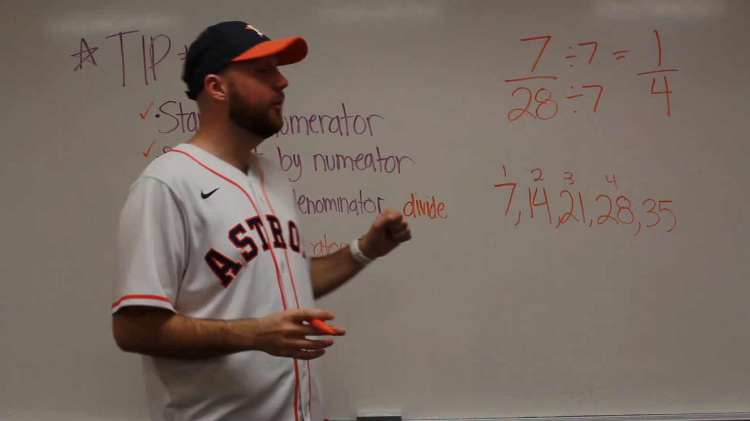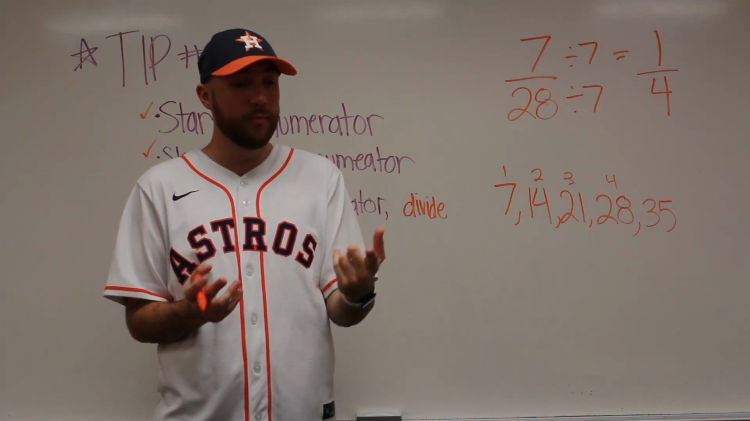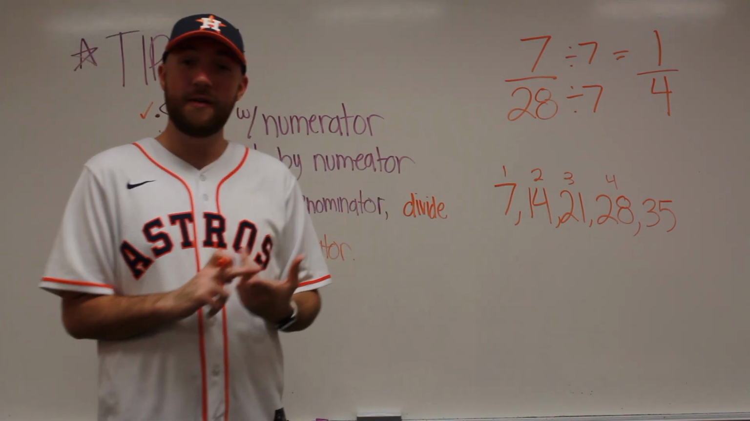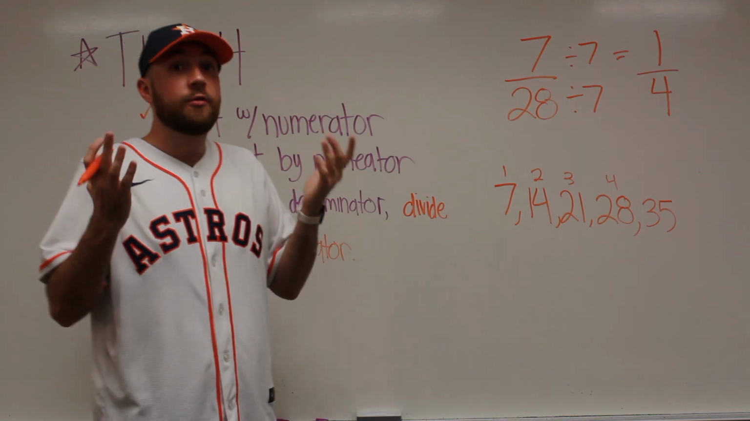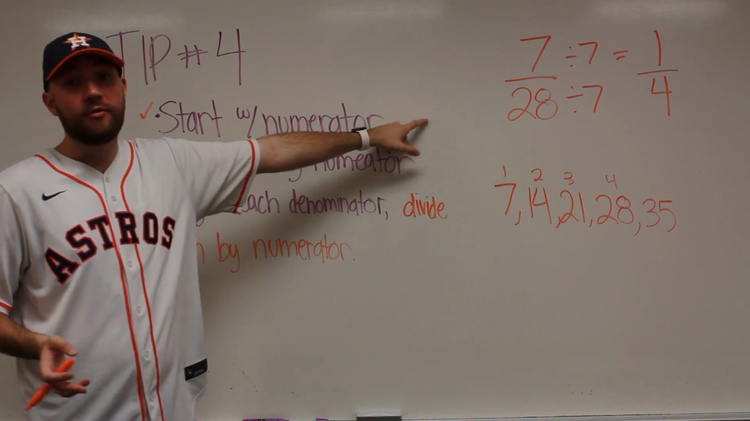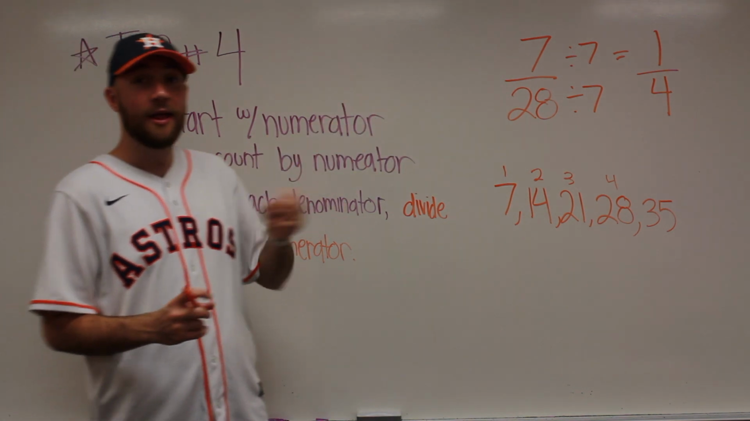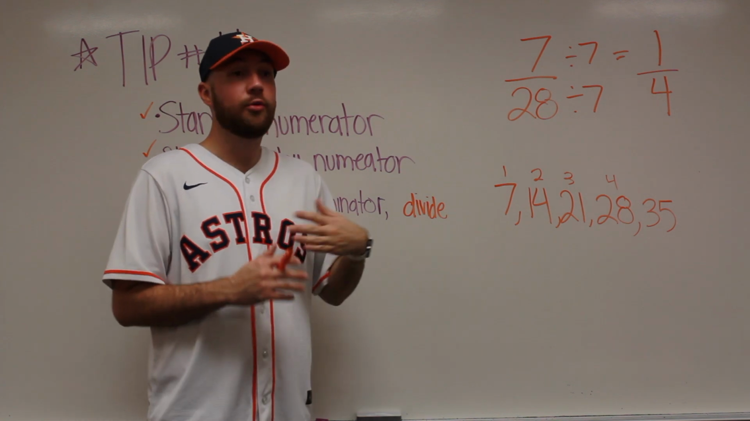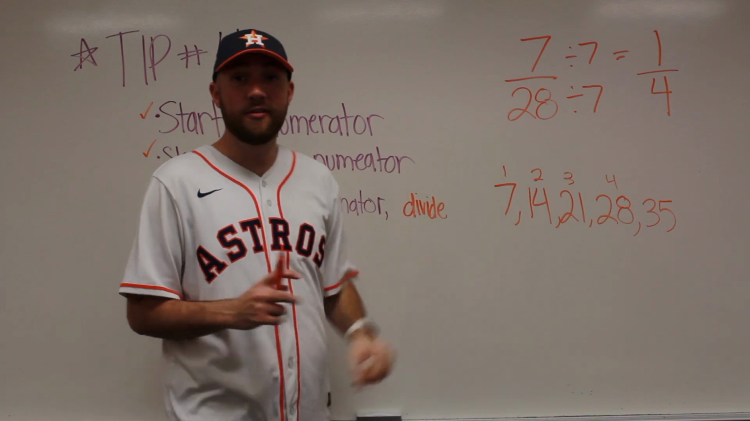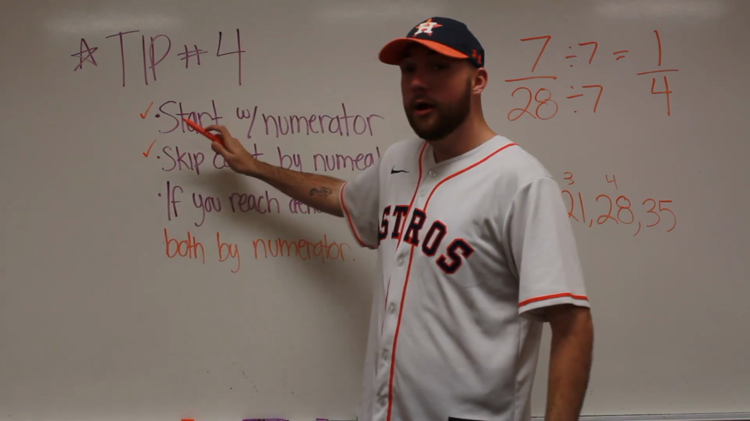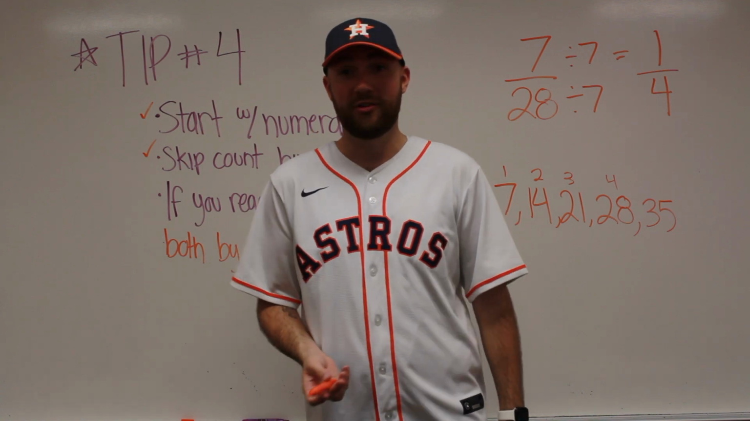So this is a really good tip to go by. If you're looking, I would definitely start and see if they're both even. No. See if they end in a 5 or 0. No. See if they both end in 0. No. So what can I do next? I would strongly suggest trying this: start with your numerator, skip count by it. If you reach your denominator while doing that, divide both by your numerator. This tip may require multiple steps, but it's very helpful when simplifying fractions.